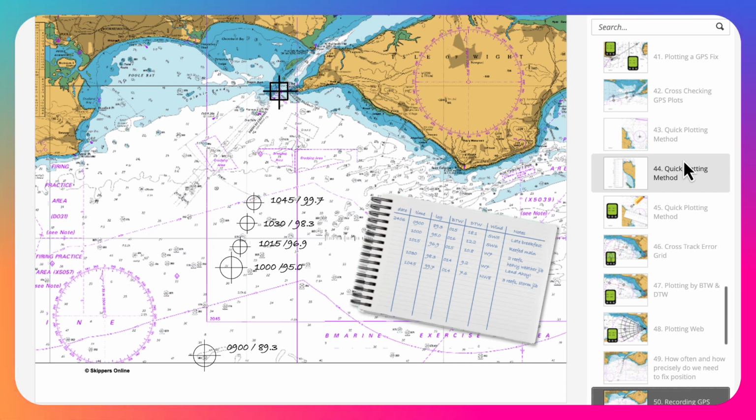Remember, every fix must have the time and log reading written alongside it. If you are navigating to a waypoint, it's not a bad idea to enter the bearing and distance to the waypoint in the deck log every time you plot a fix. But don't get tempted to fall into the trap of failing to plot the fix on the chart, as it is only by doing this that you can see whether you are sailing into danger.